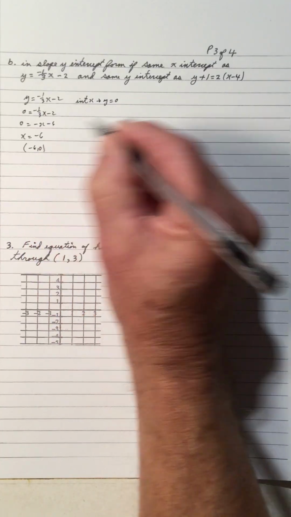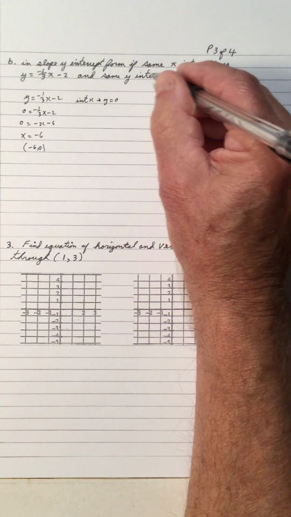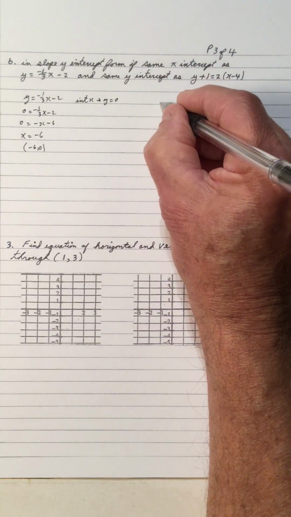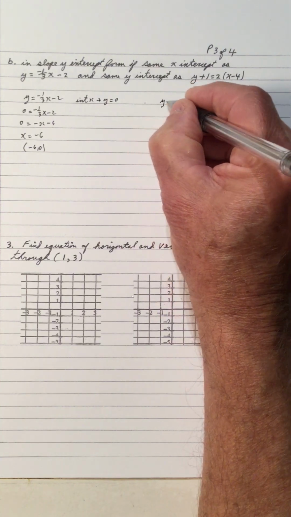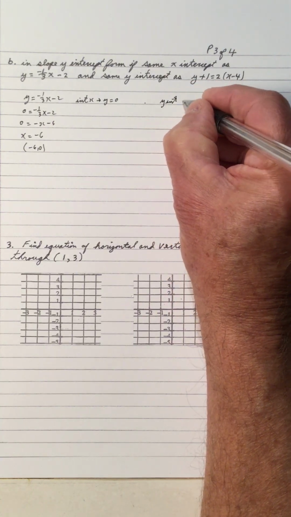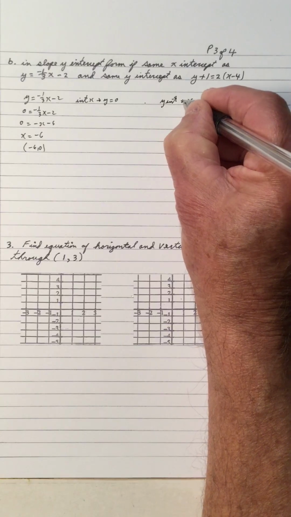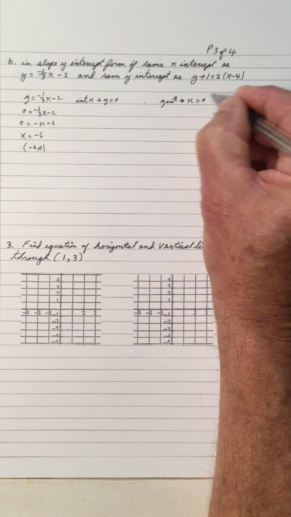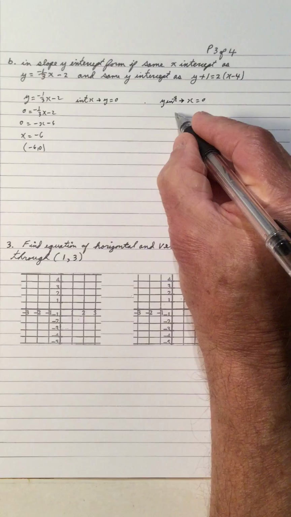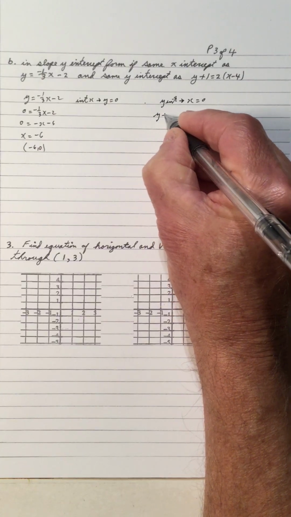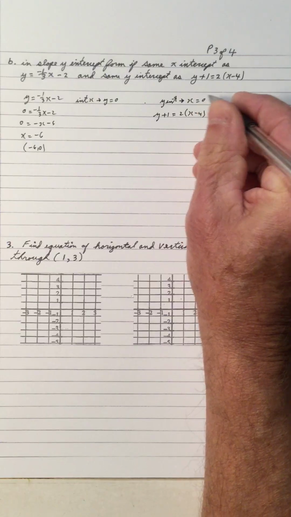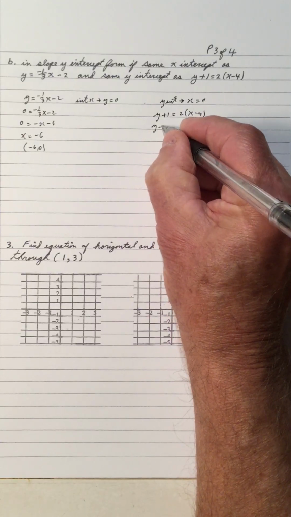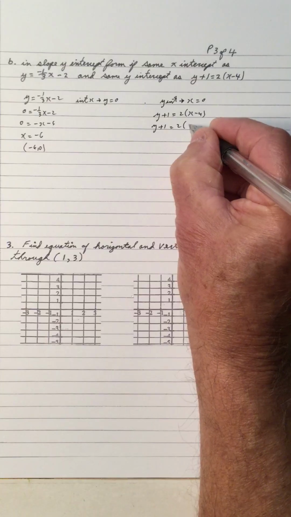We make y is 0. And it has the same y-intercept as this line. A y-intercept is when you let x equals 0. So I'm going to take this equation: y plus 1 equals 2 times x minus 4. And we're going to let x equals 0 and solve it.